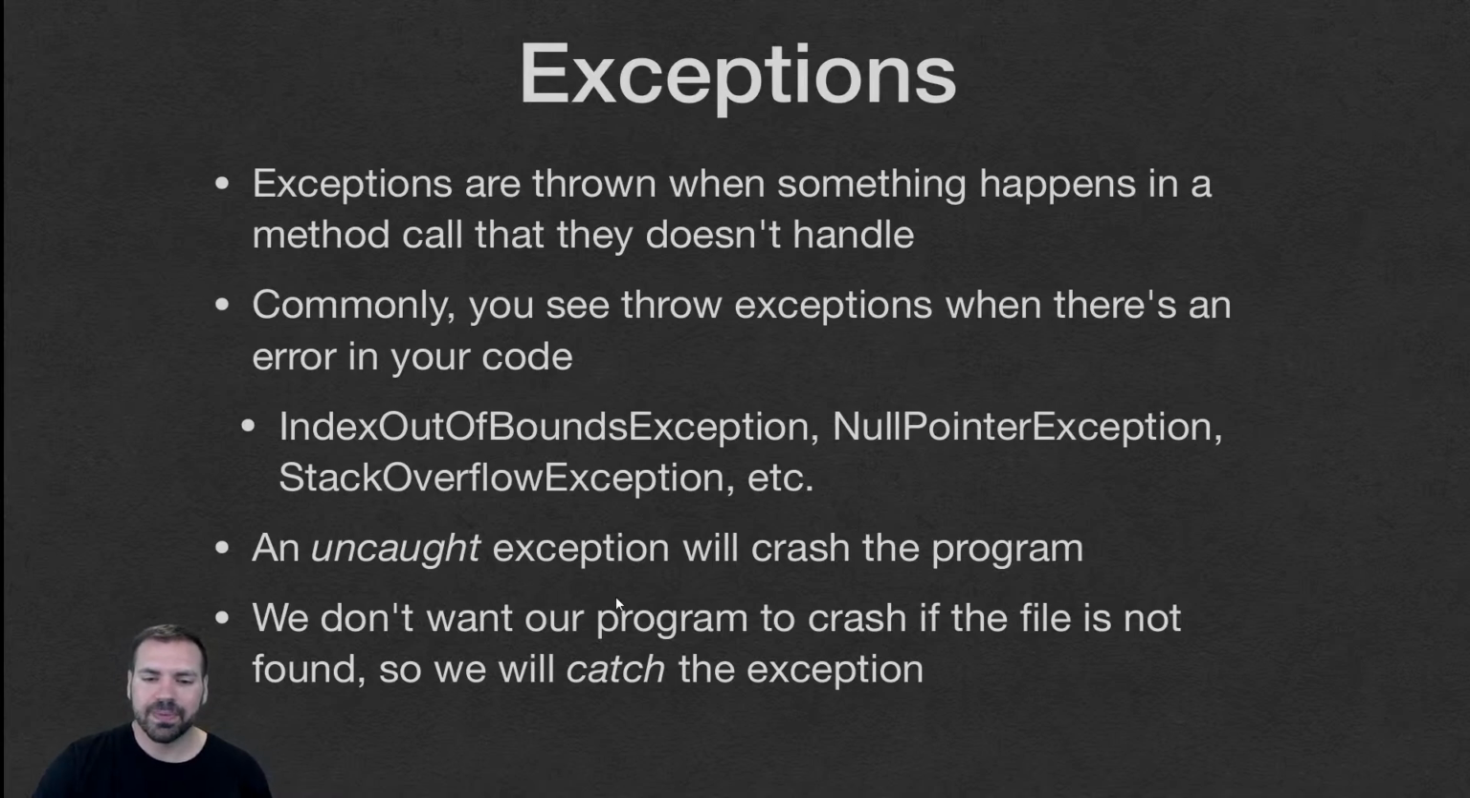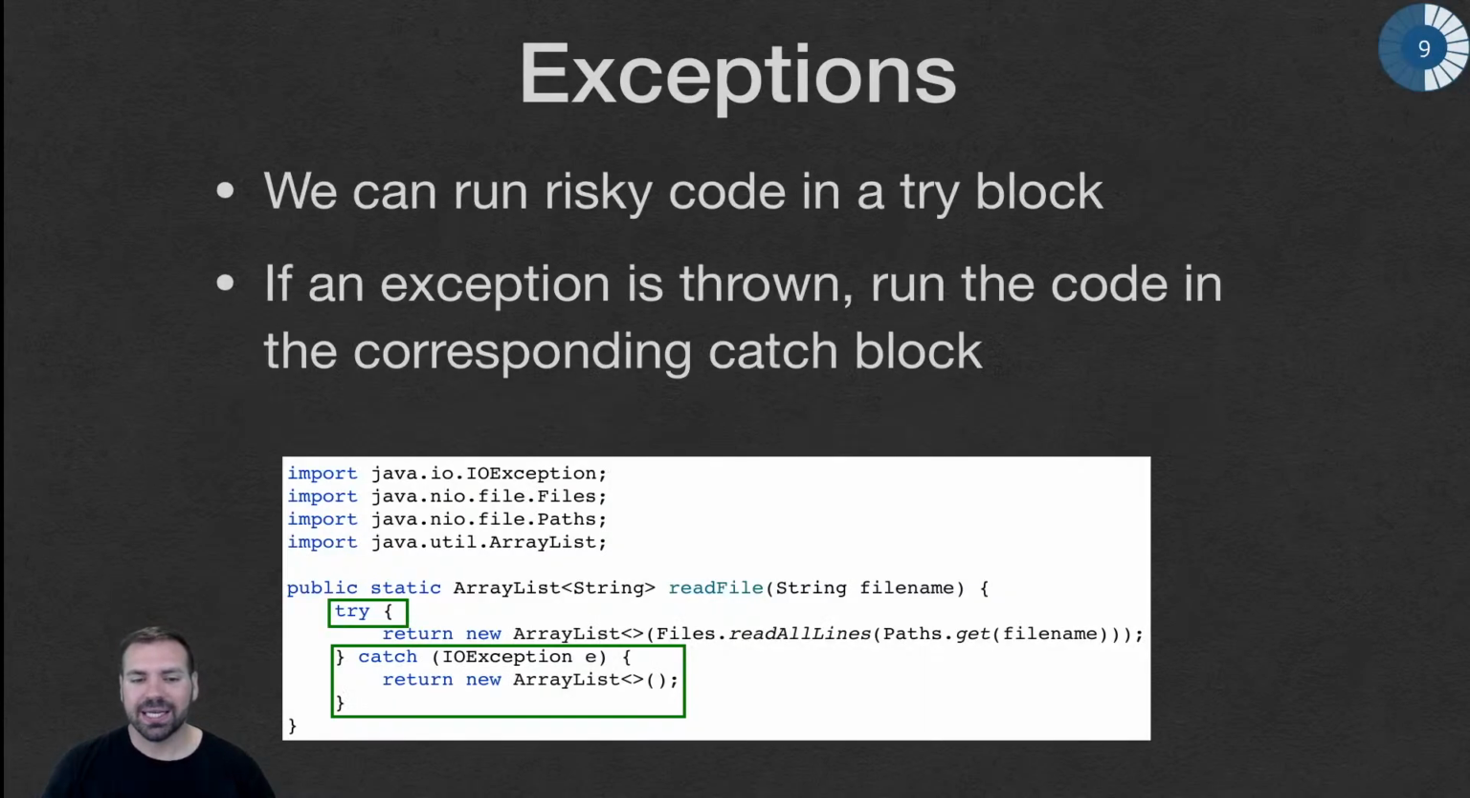So if you don't want your program to crash when you try to read a file that doesn't exist, we're going to have to catch that exception, which looks like this. So here comes the try catch block. If this is going to throw an exception, we don't want our program to crash. We want it to handle that gracefully. If we get a file name that doesn't actually exist, we want to have some specific behavior where we handle that.